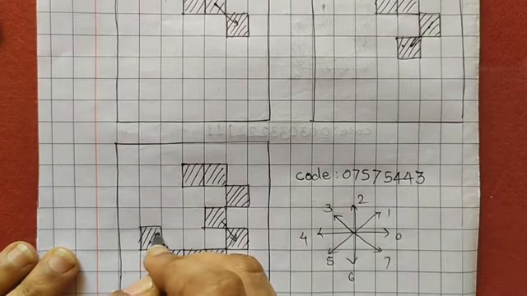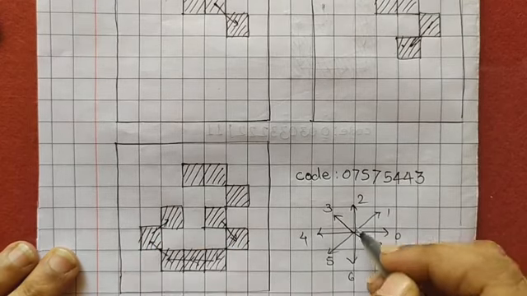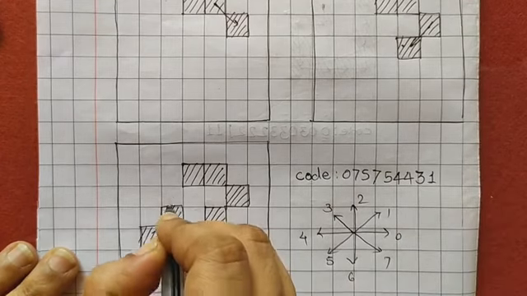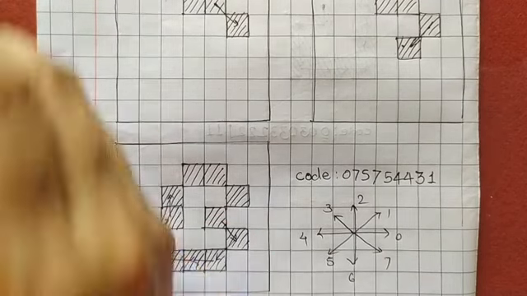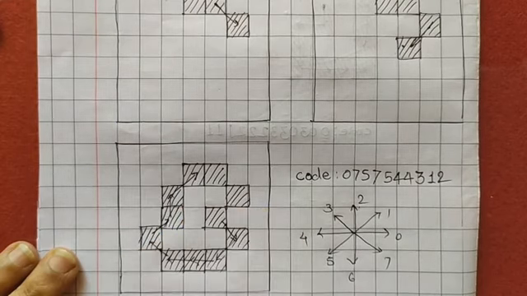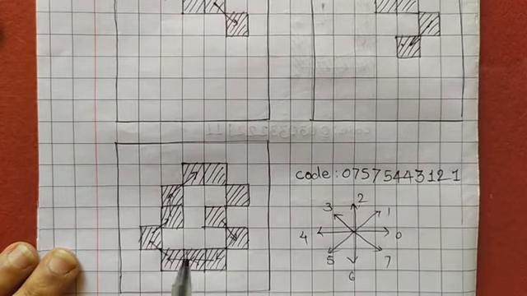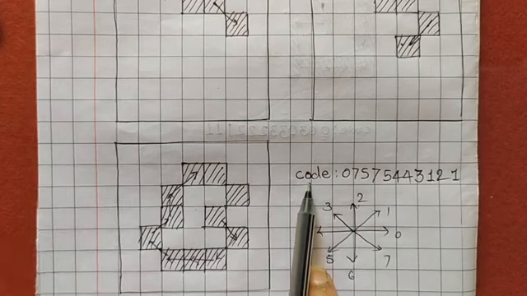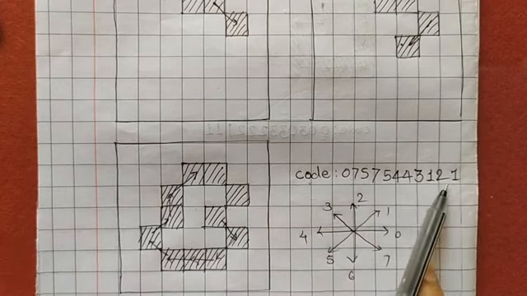After this our cursor will move in this direction, so our code value will be 1, and from this cursor will move to this value and code value for this will be 2, and again from this at the starting point will reach and the code value will be 1. So for the given image our 8 chain code value will be 07575443121.